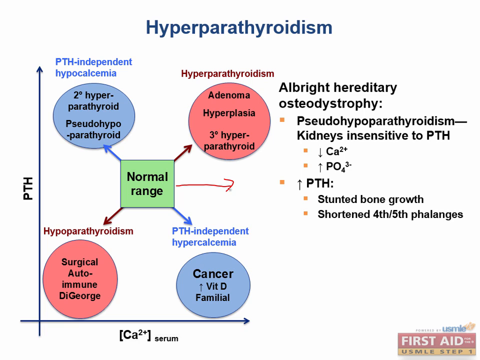Remembering the names can be extremely confusing, but if you're a visual learner, try to remember its position on the graph, and remember that both secondary hyperparathyroidism and pseudohypoparathyroidism are actually problems with the kidney.